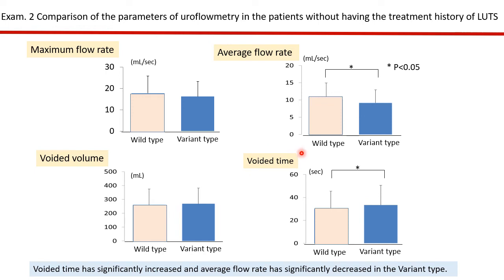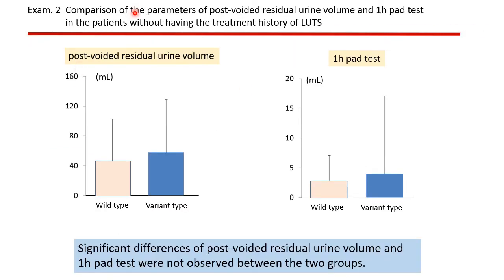However, voided time was significantly increased in the variant type, and average flow rate was significantly decreased in the variant type. Comparison of the parameters of post-voided residual urine volume and 1-hour pad test in the patients without a treatment history of LUTS. There were no significant differences between the two groups.